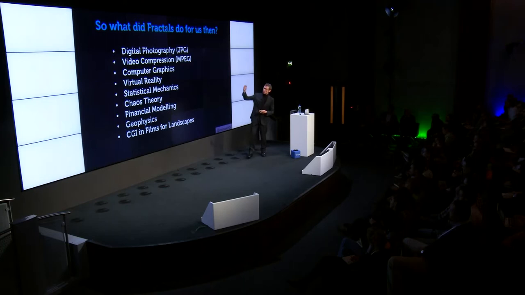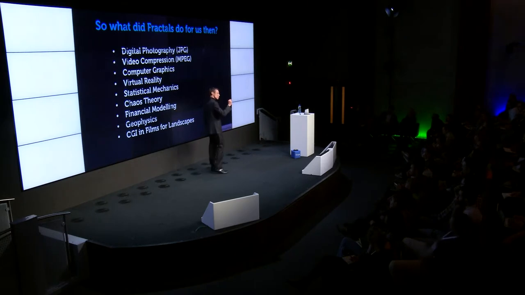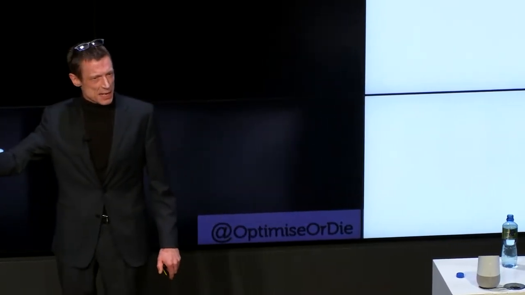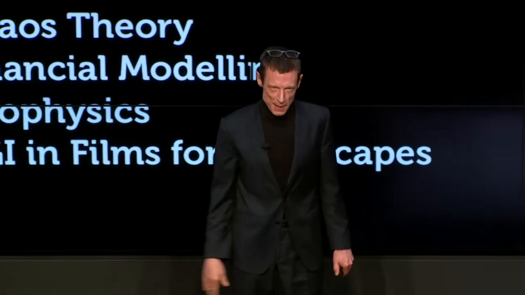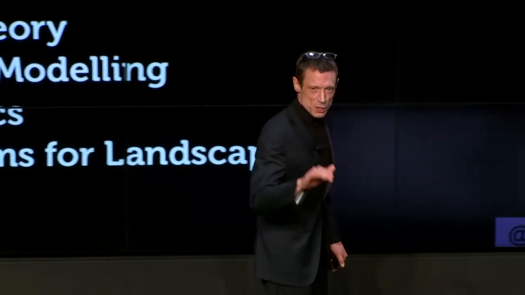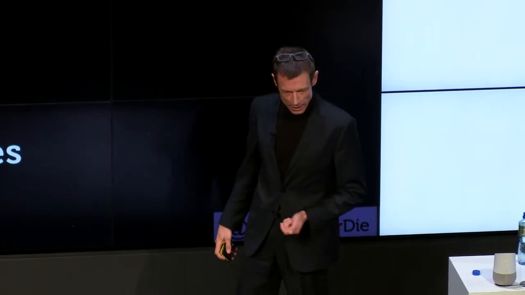It underpins computer graphics, virtual reality, statistical mechanics, and even the chaos theory that goes into the financial modeling of complicated systems, even geophysics. And see those little trees when you're flying over a CGI landscape in a computer game or inside a film when they wanted to not spend money on real filming? That's all generated using fractals to make the trees and the plants look realistic, like real life, right?